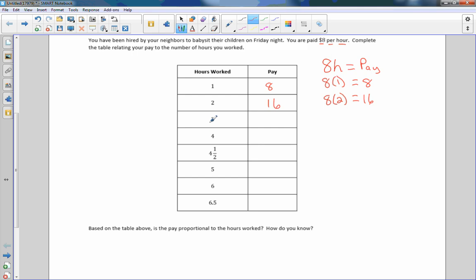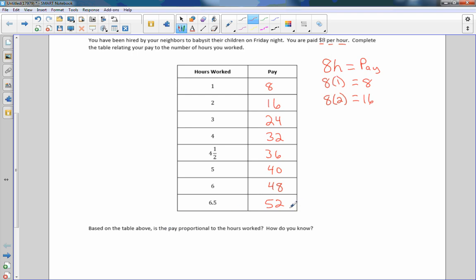So we're going to multiply 8 times 3, 24. 8 times 4, 32. 8 times 4 and a half: well, 4 is 32, and a half of 8 is 4, so we just have to add $4 here. Or you could say 8 times 4.5 and you'd get 36. 8 times 5 is 40. 8 times 6 is 48. And 8 times 6.5 is another half hour more than that, and a half hour is $4. If you get $8 for an hour, half of that is 4. So then we're now at $52.